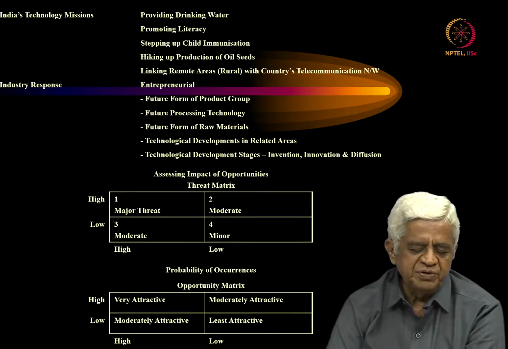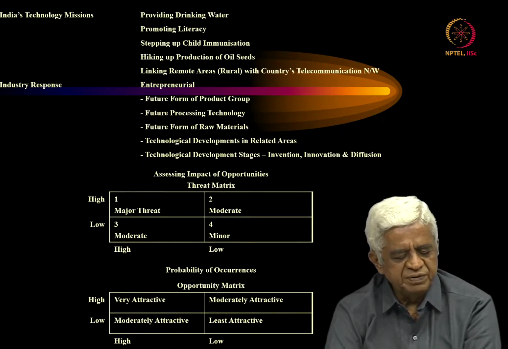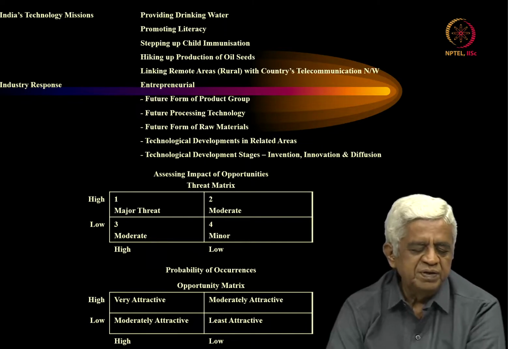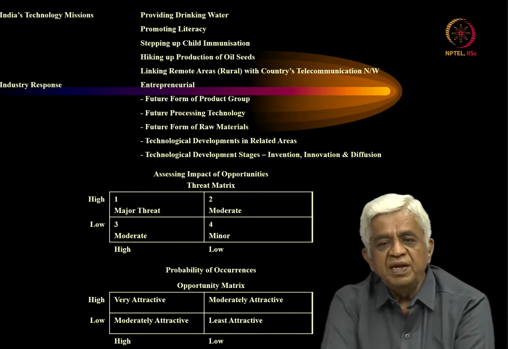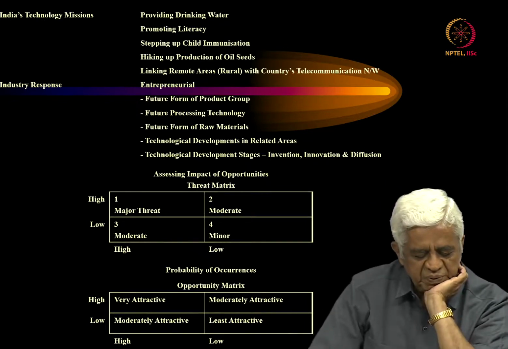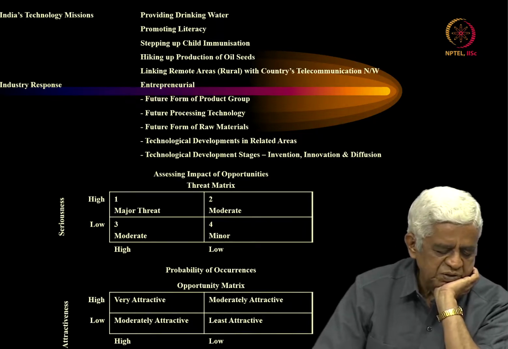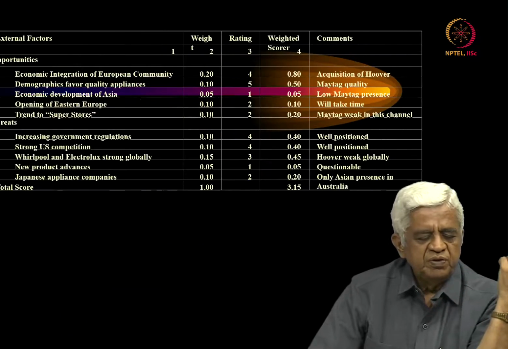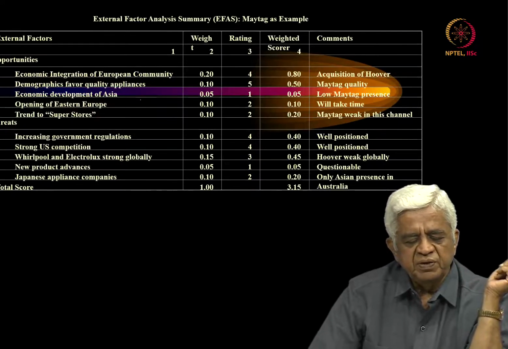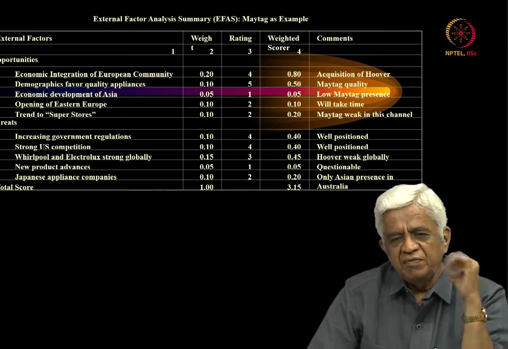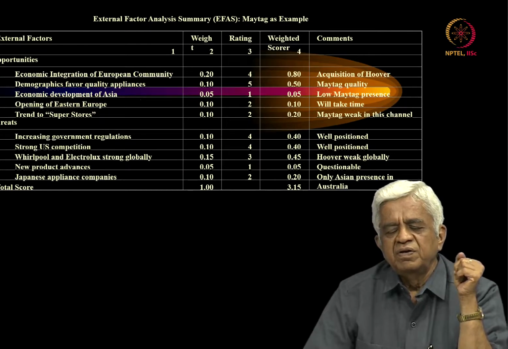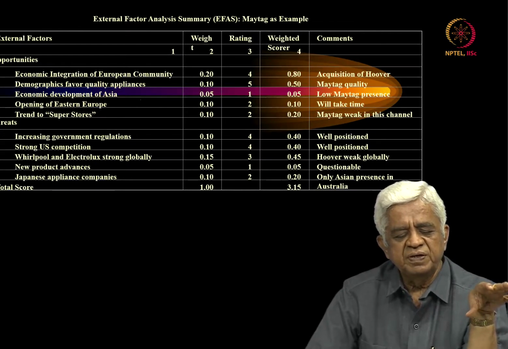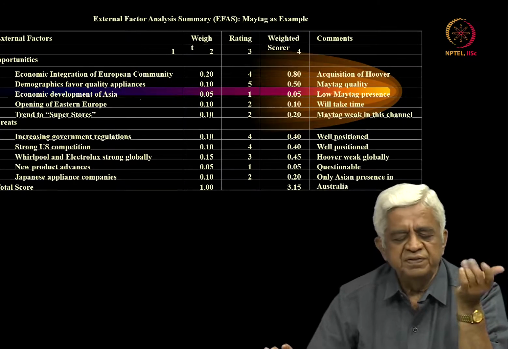Similarly, with respect to opportunities and the probability of occurrence, suppose in the first quadrant it is very attractive, then the second and the third are moderately attractive, the fourth least attractive. So, the companies would like to have these types of matrices developed for each of the scenarios. Now, when you look at this type of scenario, having these matrices, you can create what is called an EFAS. EFAS stands for external factor analysis summary.